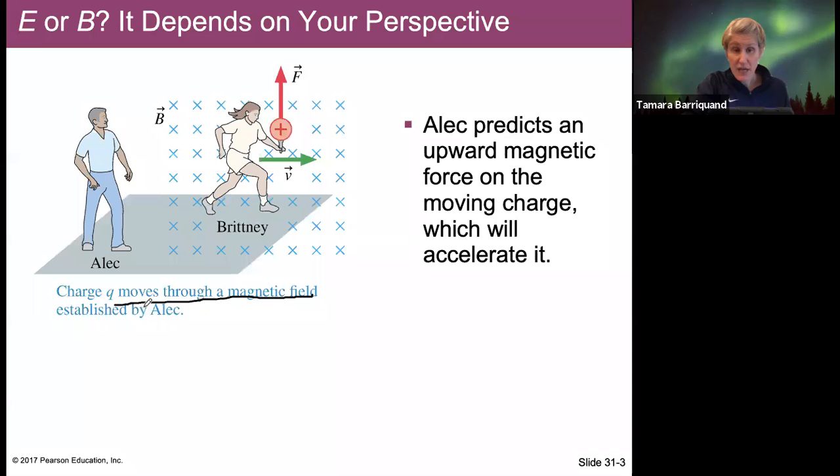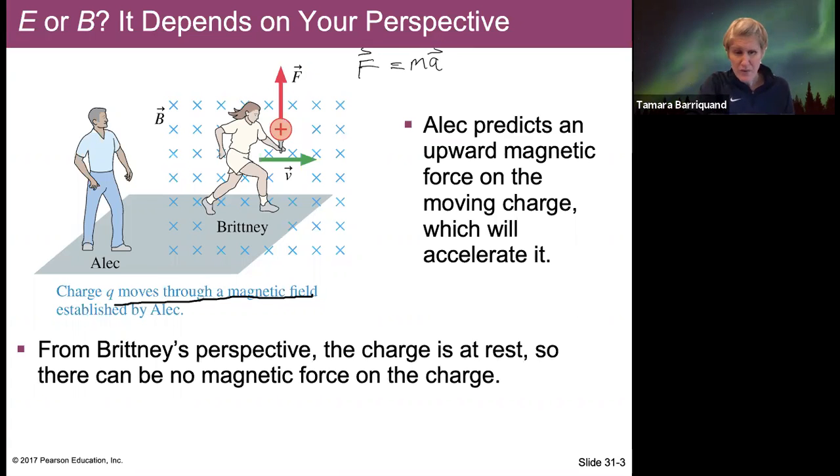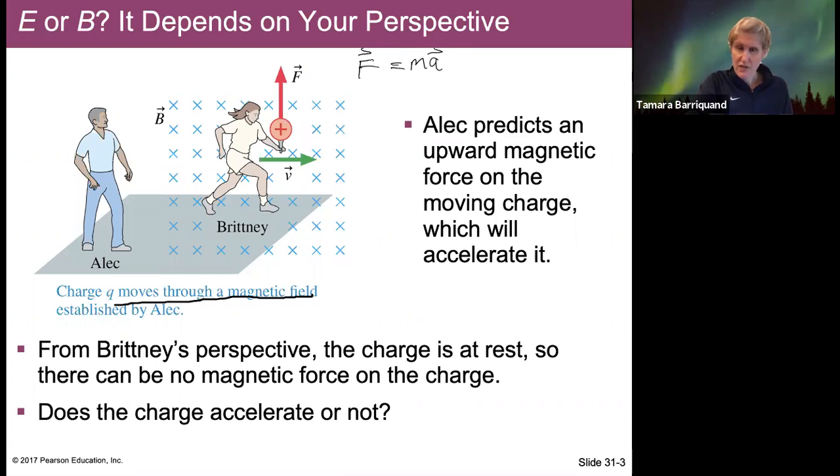So Alec predicts an upward magnetic force on the moving charge, which will accelerate it, because we remember, of course, that F equals mass times acceleration. So if there's a force, then it will accelerate our particle. From Brittany's perspective, however, the charge is at rest, so there can be no magnetic force on the charge. So does the charge accelerate or not? Well, let's break this down.